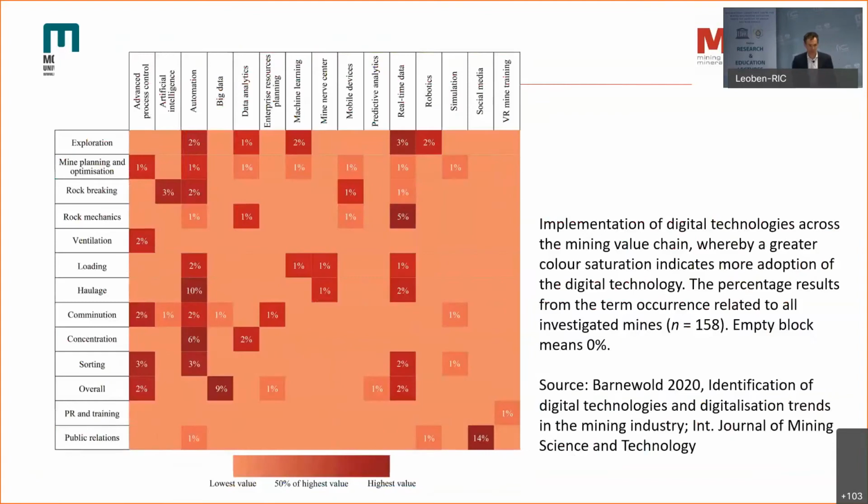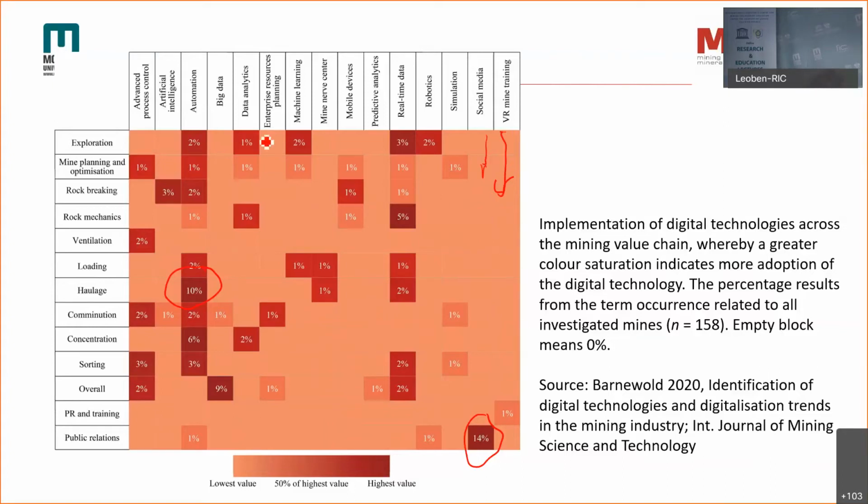If you take a closer look at just mining operations, this graph shows you how well digital aspects are implemented in the mining industry globally. And you can see that the top part, I think, is with 14%. It's digitalization in the public relations sector. Here in haulage and automation, you do have some digitization aspects. The last column here, going down there, the VR training, nothing there. Social media, okay, a bit.